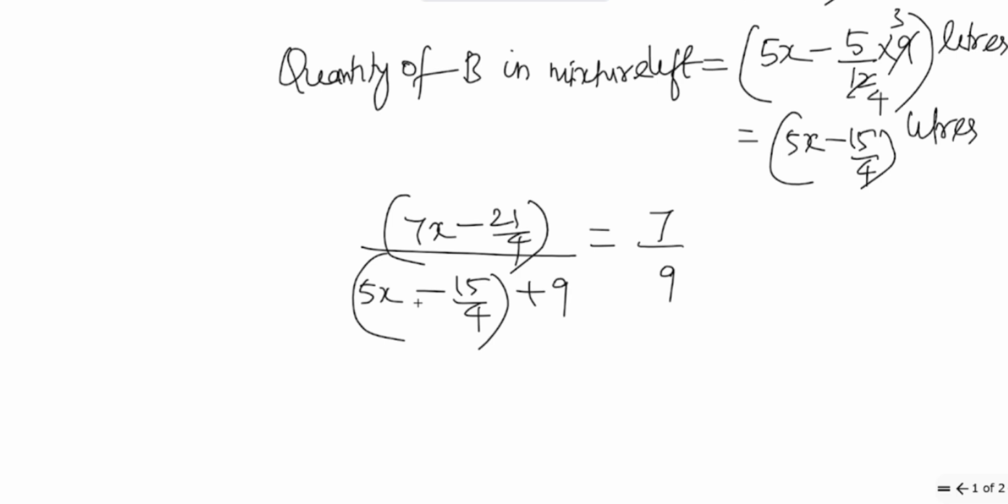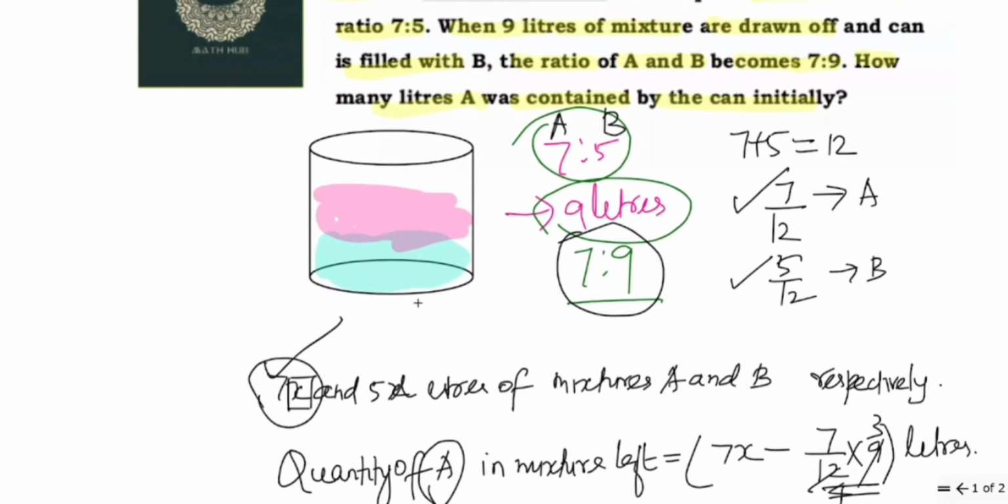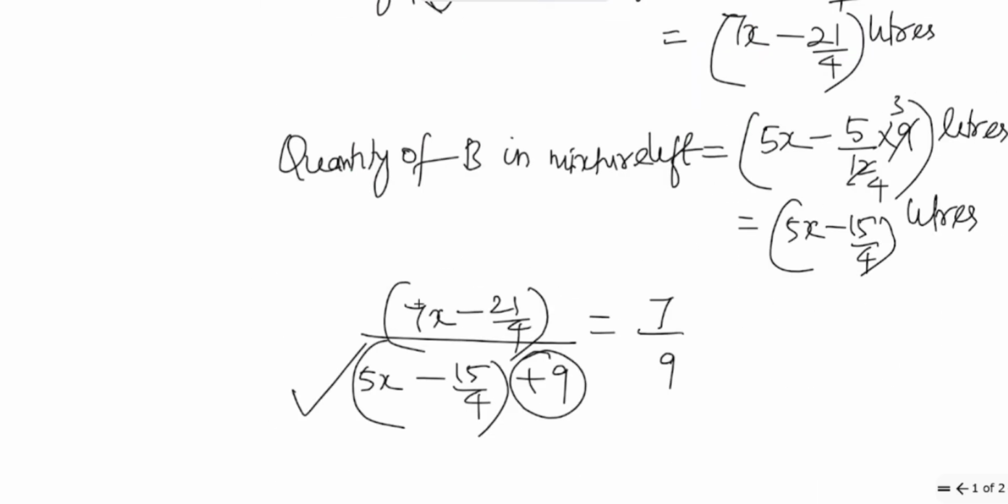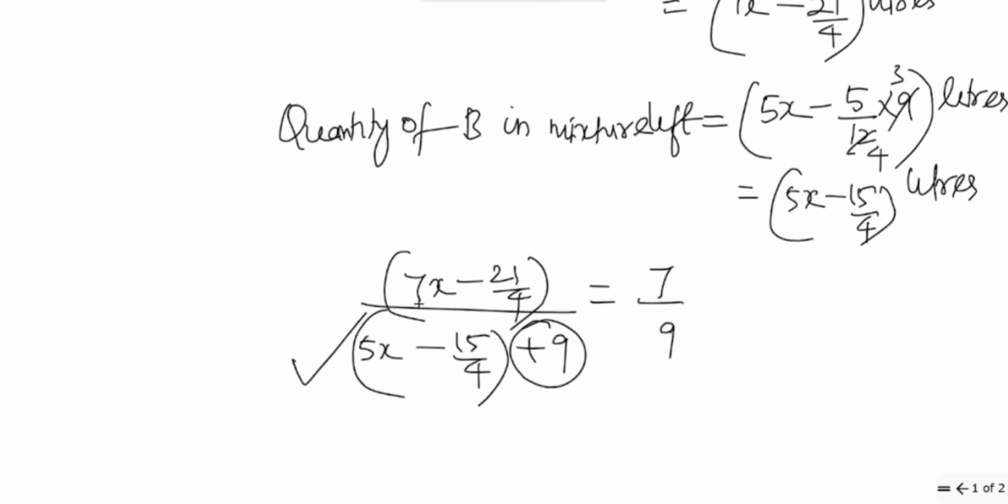Because particularly we are mentioning that we are filling that with B. That means B got filled. After removing a certain mixture from liquid B, we are again filling that with B. The can got filled again with B. So because of that reason, we are adding 9 liters. You can have a look into this question. Here they have mentioned it's filled with B. So equivalent to that 9 liters, we are filling that with B. That's why we have added 9 to our B on the bottom.